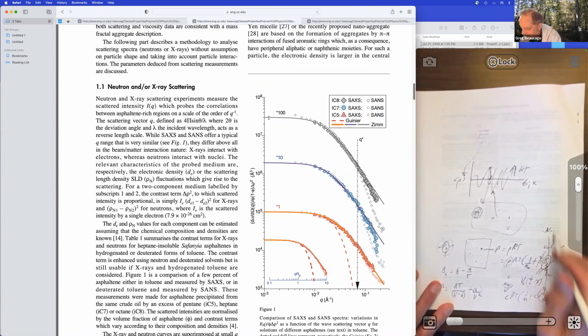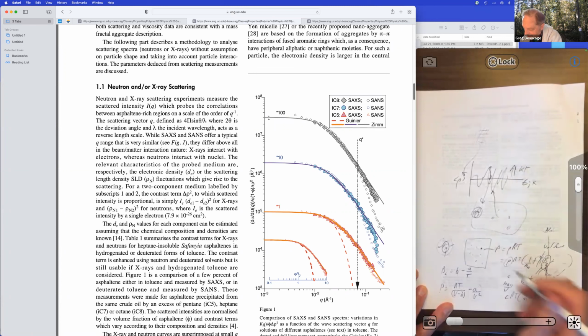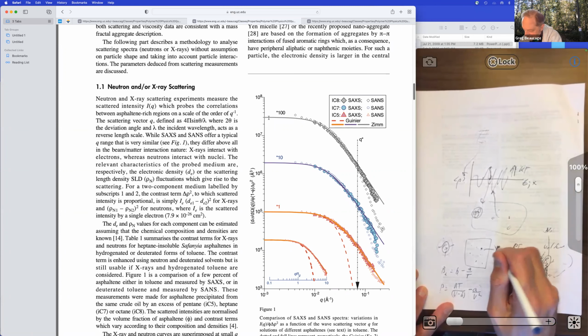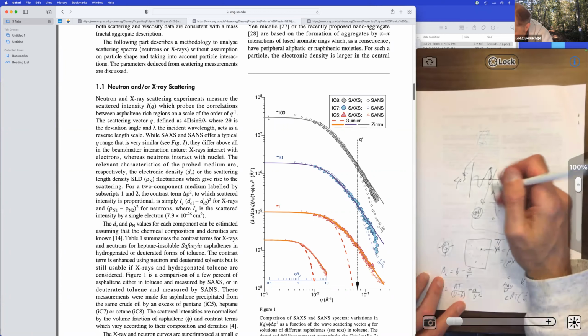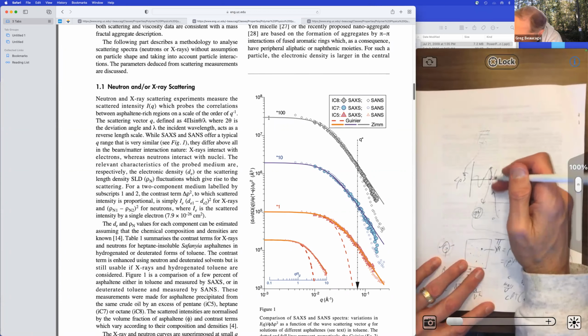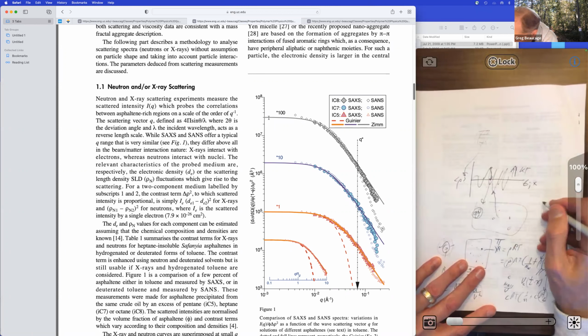And then A2 has some odd units because you have to convert to mass concentration instead of volume concentration. Right. So it turns out that this pressure is called the osmotic pressure, pi. So if you talk about an osmotic compressibility, you can say, how does the volume change?